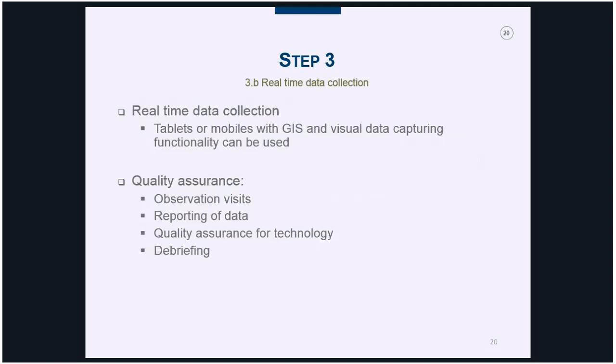The second sub-step is the real-time data collection, which is facilitated by tools like tablets and mobile phones with GIS functionality. So there's information around those. And then as a quality assurance method, we've given several options on how you can improve the data collection process, and make sure that quality data is being collected.